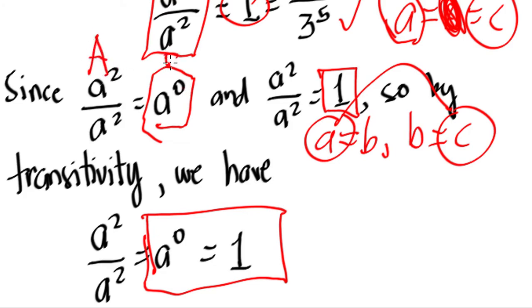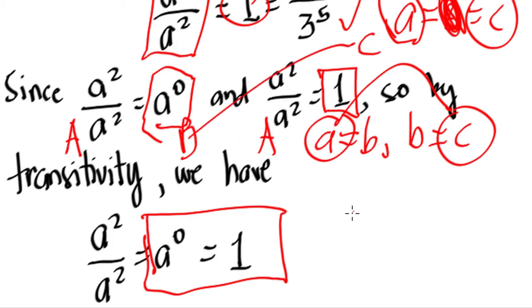This is our a, this is our b, this is our a again, this is our b, this is our a, this is our c. So meaning if a is equal to b and a is equal to c, therefore b is equal to c. Okay, so that's still transitivity.